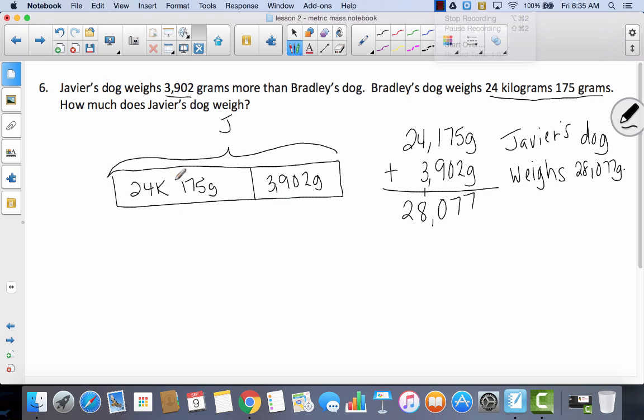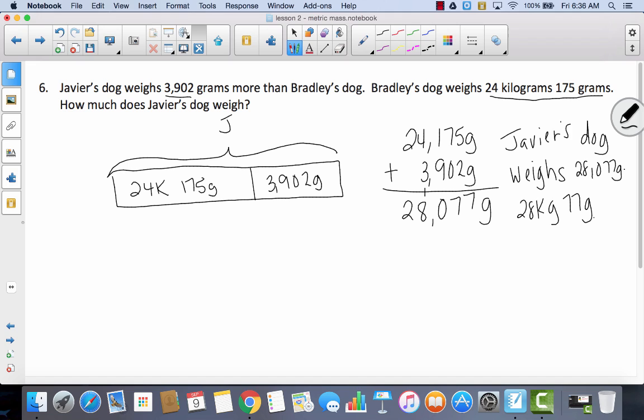Okay, so if I have two parts and I'm missing the total, then I'm going to use addition to solve. So when I added these two numbers together, I got 28,077 grams. So Javier's dog weighs 28,077 grams. I could have also changed this to 28 kilograms, 77 grams, and that would be correct too.